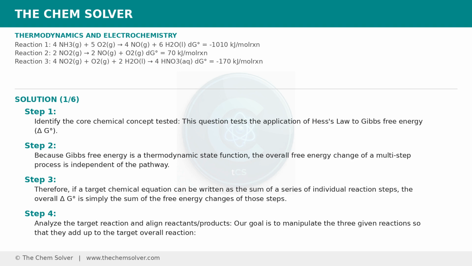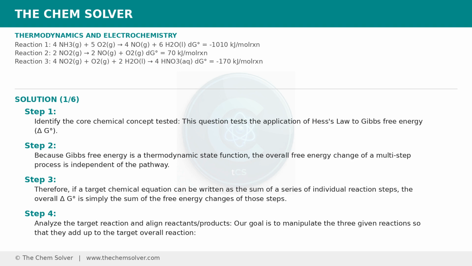Because Gibbs free energy is a thermodynamic state function, the overall free energy change of a multi-step process is independent of the pathway. Therefore, if a target chemical equation can be written as the sum of a series of individual reaction steps, the overall ΔG° is simply the sum of the free energy changes of those steps.